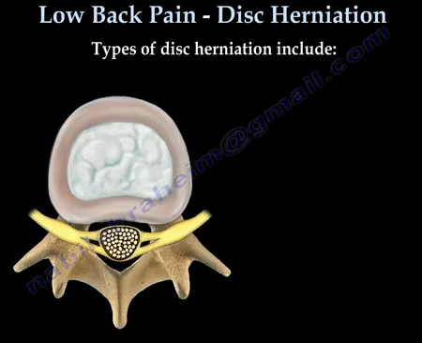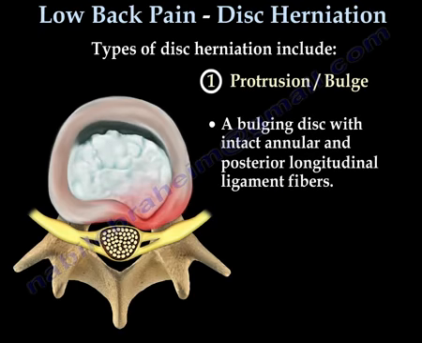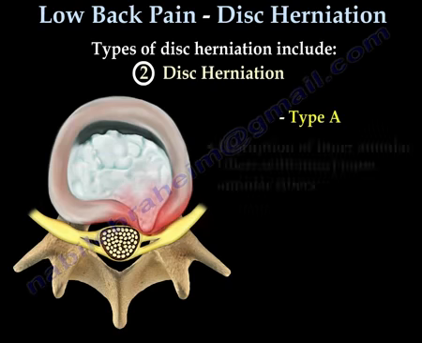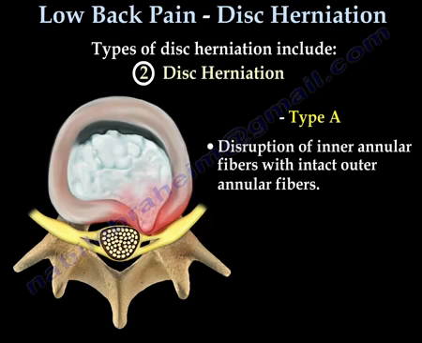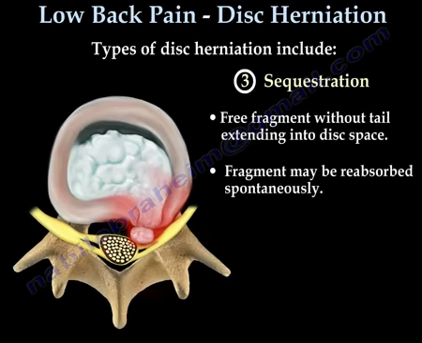Types of disc herniation. There are 3 types of disc herniation. Number 1 is a protrusion or a bulge. This is a small bulge of the disc with intact annular and posterior ligaments. The second type is disc herniation. In this type we have disruption of the annular fibers, either partially or totally, with a tail of disc material extending into the disc space. The third type is called sequestered disc, a free fragment without a tail extending into the disc space. The fragment may have a chance to be reabsorbed spontaneously, and it may actually get better with epidural injection.